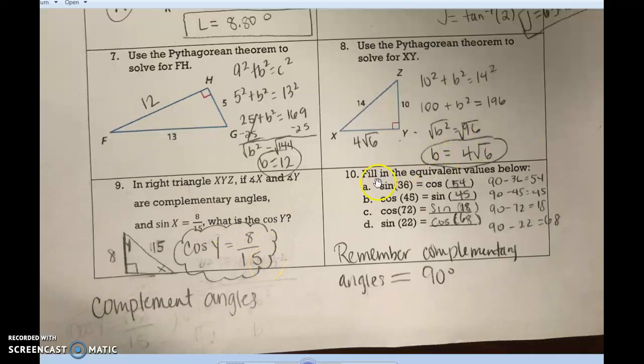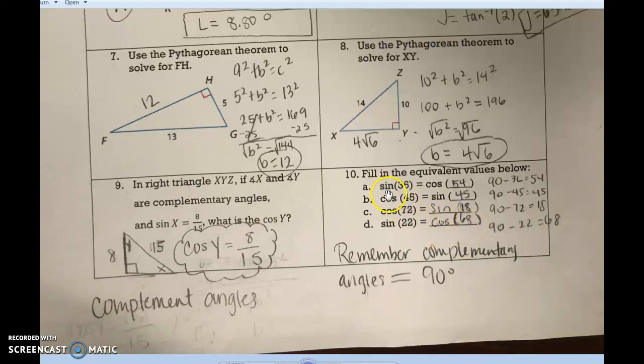All right. Last question. Fill in the equivalent values. This is straightforward. If we know that this is 36 and both angles have to equal 90, you just do 90 minus 36 equals 54, and you're placing it here. 90 minus 45 is 45. 90 minus 72 is 18. And then 90 minus 22 is 68.